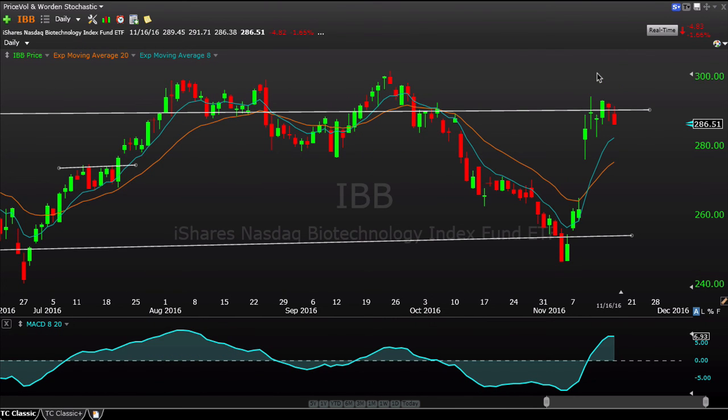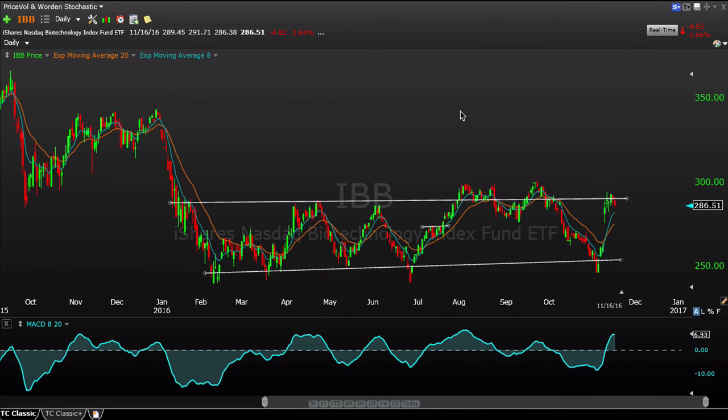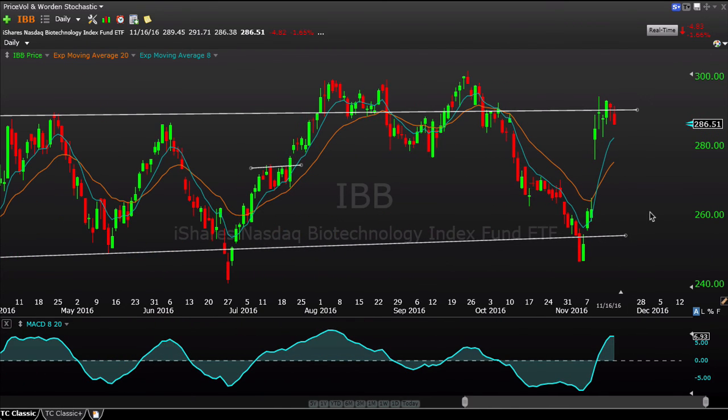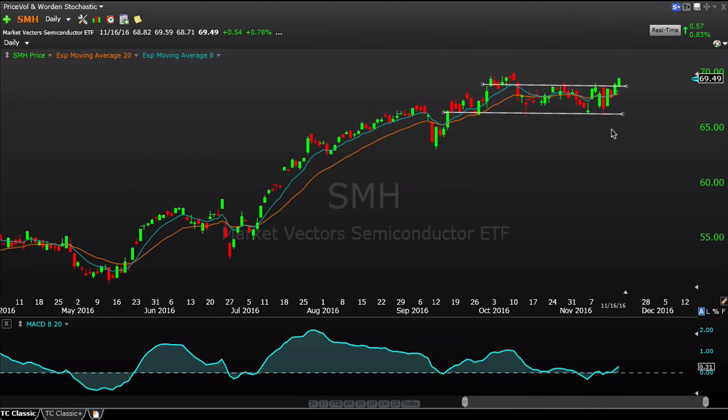IBB, which did cool off a little bit more today. It's actually at some prior resistance here. You've got a lot of supply from August and September at this general area. So, as long as it's under 300, you could probably make a case that it's still range bound. But so far, this nice open gap is still here. That's constructive. And you want to see if that can hold as sort of a breakaway gap and can essentially propel prices higher.